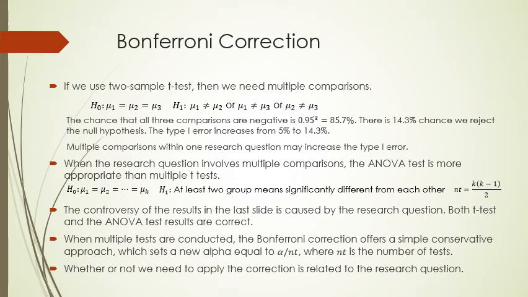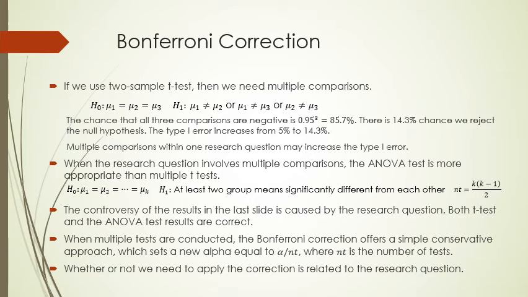The controversy of the results in the last slide is caused by the research question. Both the t-test and the ANOVA test results are correct, but they are for different research questions. When we are only interested in one comparison, we will reject mu1 equals mu2. But if we are interested in more than 2 groups and any one comparison may fail the null hypothesis, then the ANOVA test is more appropriate.